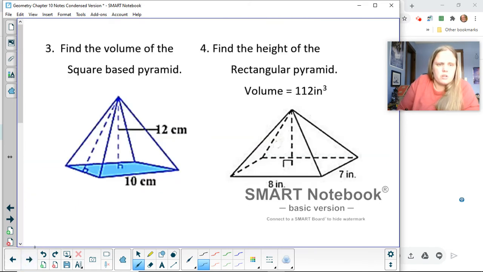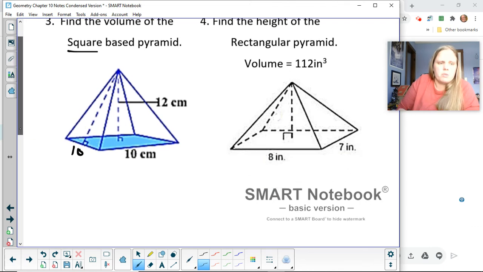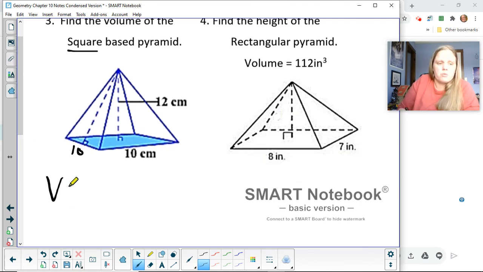All right, question 3. Find the volume of the square-based pyramid. Now, because it said square-based, I know that all these sides are the same length. And because it's a pyramid, I know I'm going to end up dividing by 3. So area of the base times the height divided by 3.